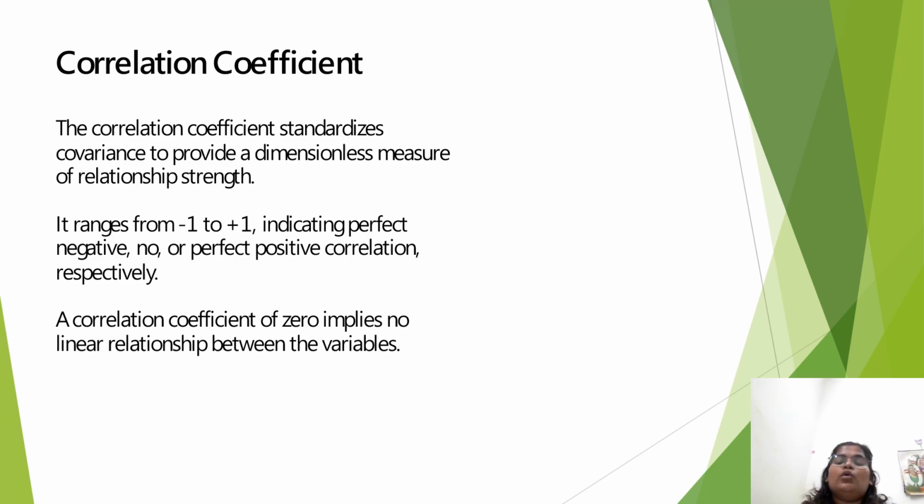Here we can see the correlation coefficient. The correlation coefficient standardizes the covariance to provide a dimensionless measure of relationship strength. It ranges from -1 to +1, indicating perfect negative, no, or perfect positive correlation, respectively. A correlation coefficient of zero implies no relationship between the variables.